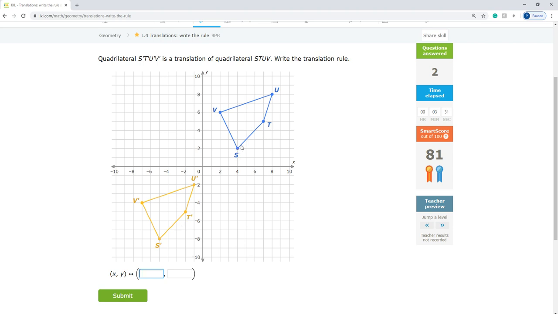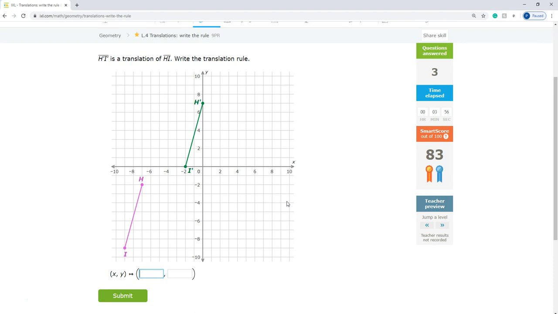So to go from this S to the new S, I go 1, 2, 3, 4, 5, 6, 7, 8, 9 to the left, and then 1, 2, 3, 4, 5, 6, 7, 8, 9, 10 down. So 9 to the left is X minus 9, and 10 down is Y minus 10. And I got it. So again, if you know how to count, you know how to do this IXL. This would be a really easy one to get some extra credit for if you really want to get to the 90s or so. So hopefully this helps.